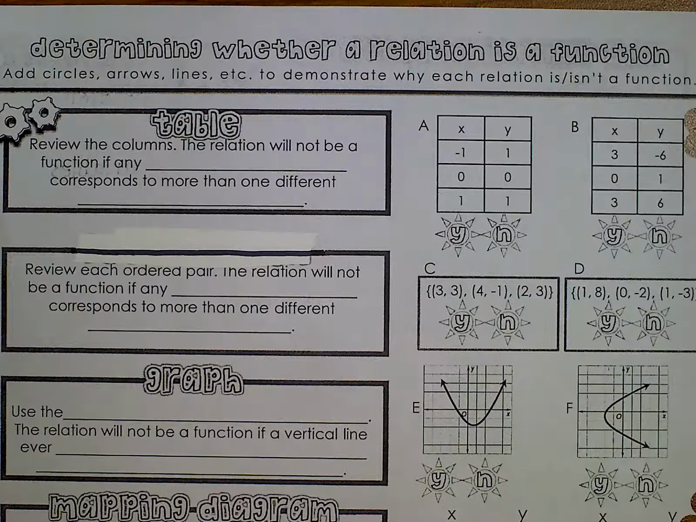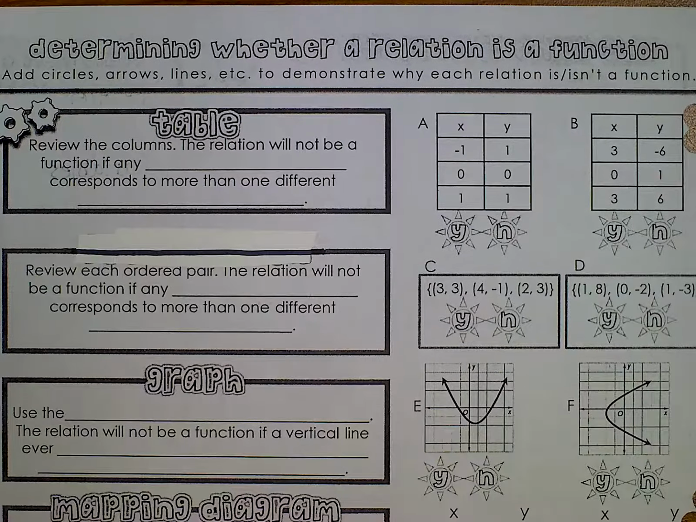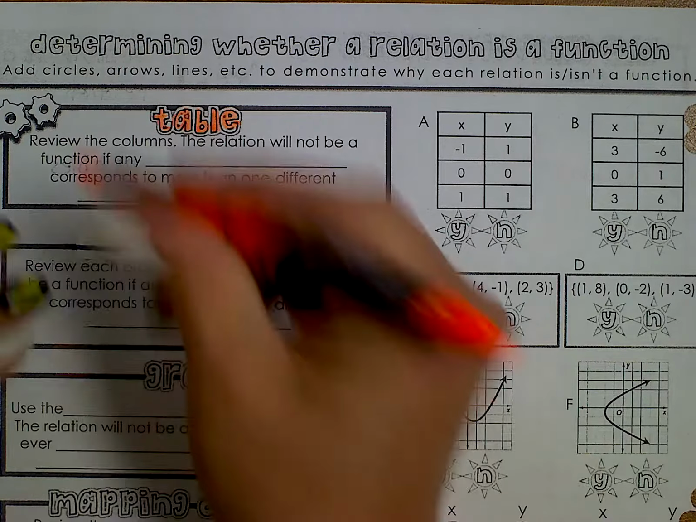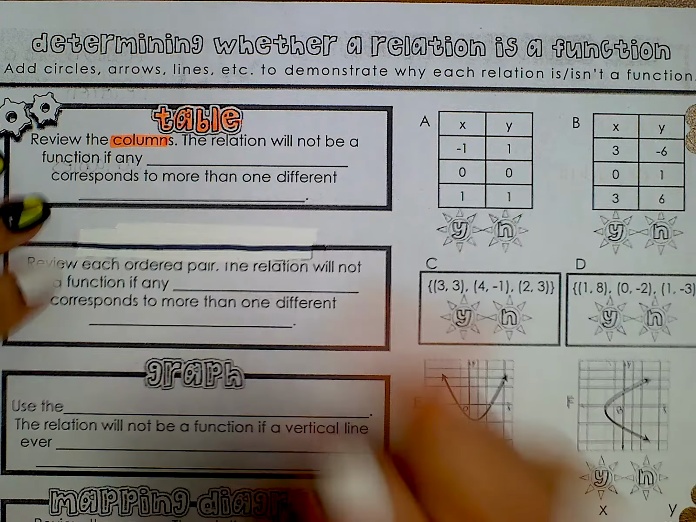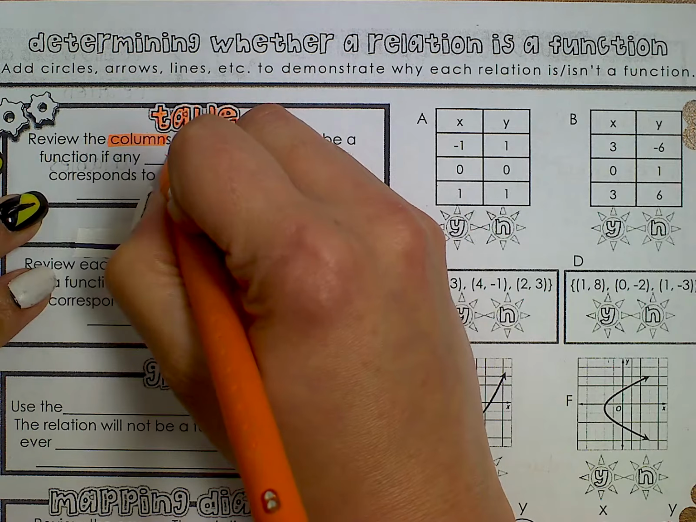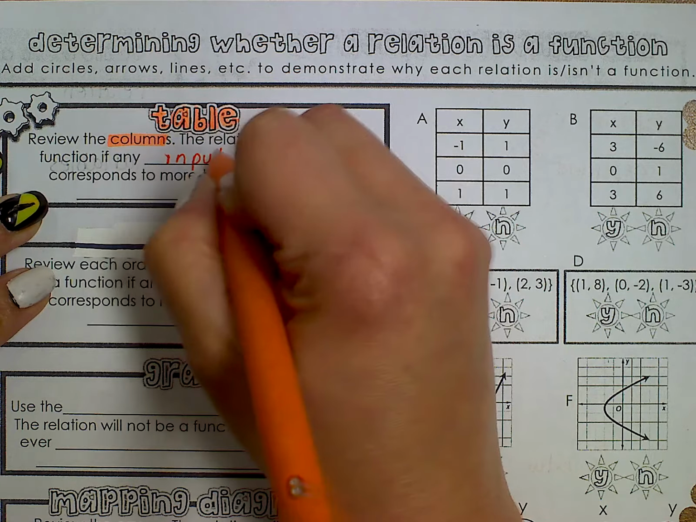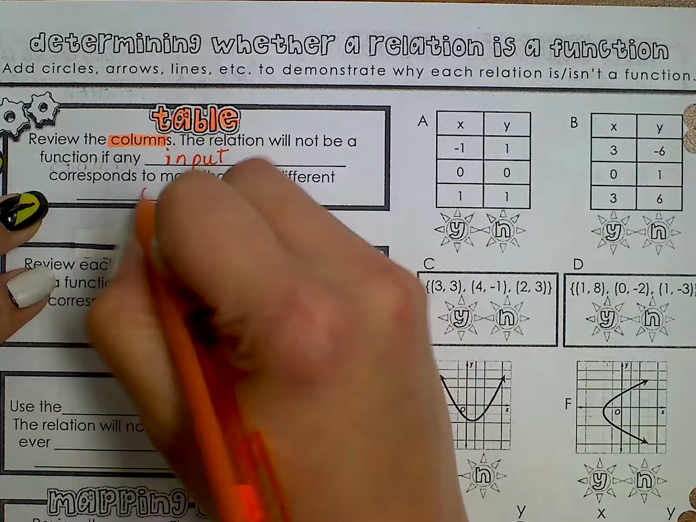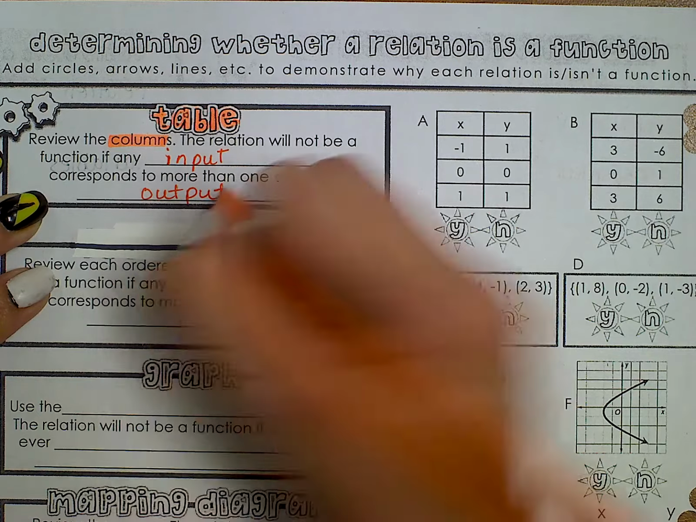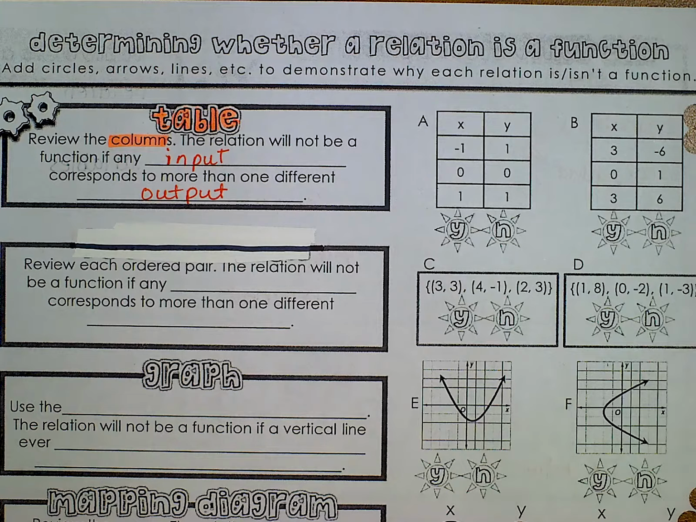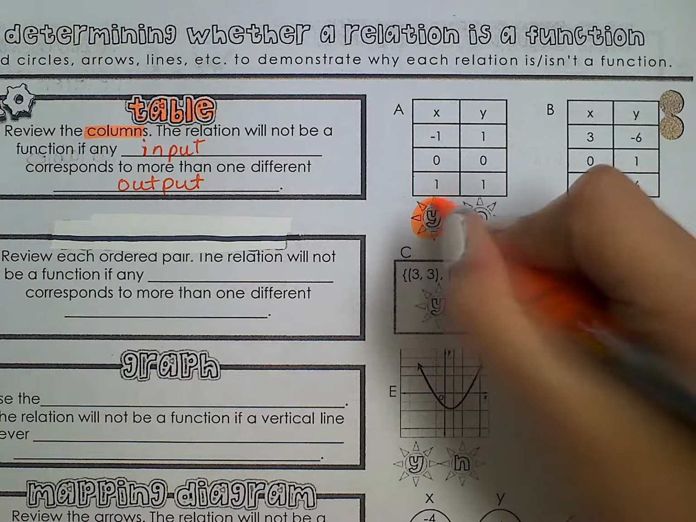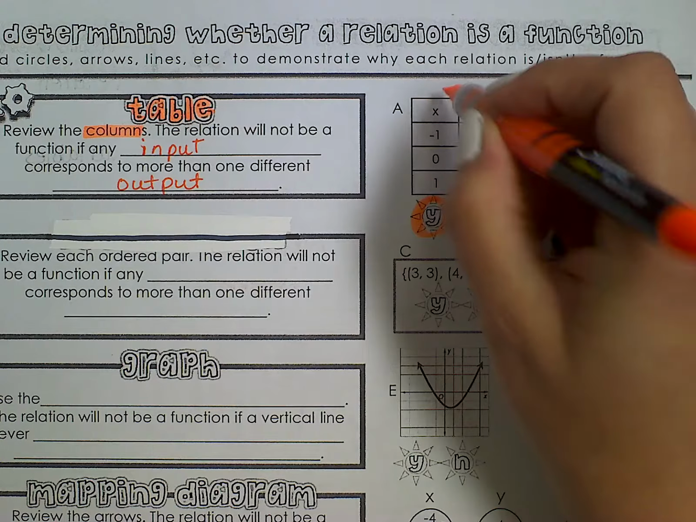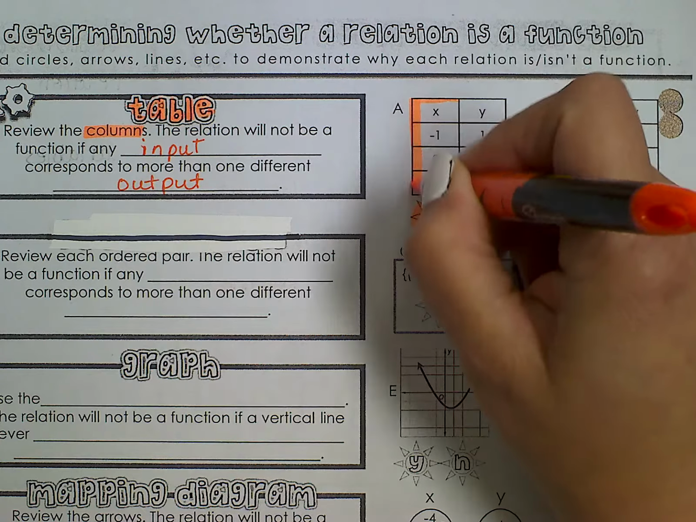Begin with a table. I've given you tables A and B, so I'd like you to review the columns. This relation will not be a function if any input corresponds to more than one different output. Taking a look at the example table A, you would state that this is indeed a function because all of my x values are different numbers.